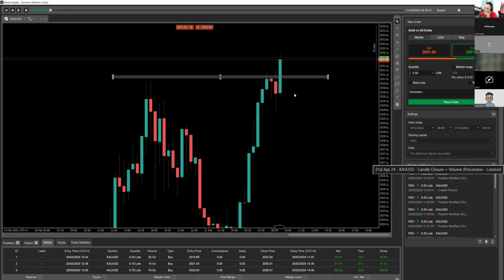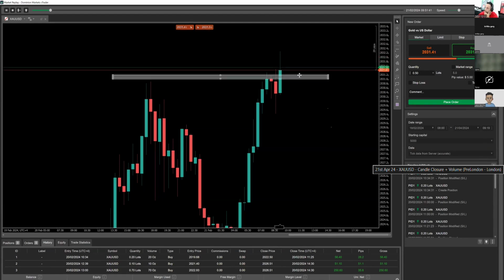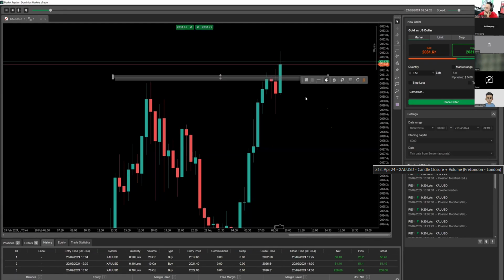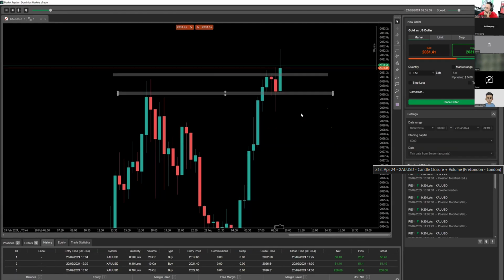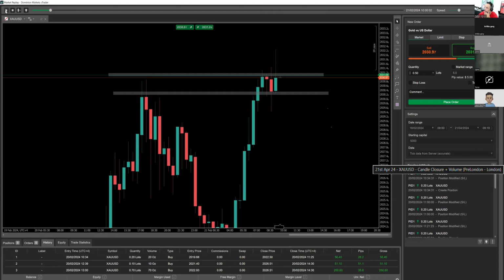Wow, look at that candle go. Okay, that's good. I like this candle because now we're forming support. Make sense? Makes sense too. 3, 2, 1. Boom, support form.